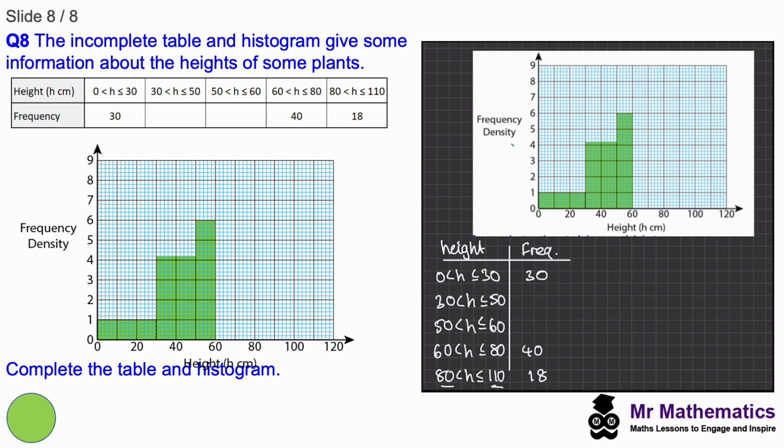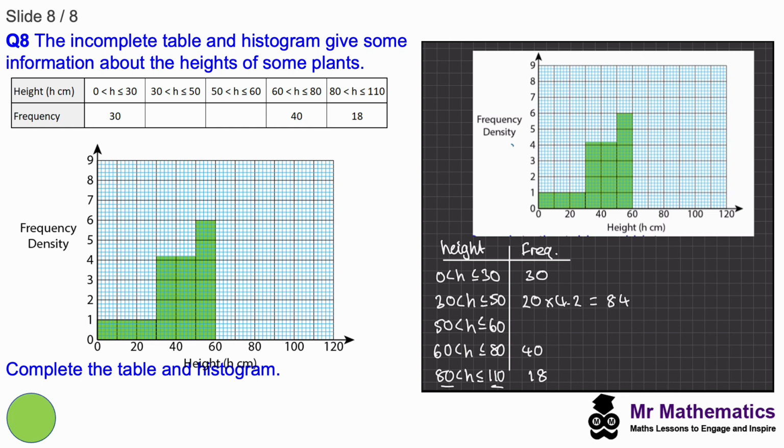In a frequency diagram, the frequency is measured by the area of the bar rather than its height. Its height is measured by frequency density, and this is the frequency divided by the class width. So we can see in the range of 30 to 50, which is from here to here, we have an area of 20 multiplied by 4.2. So your frequency of 20 multiplied by 4.2 is 84.